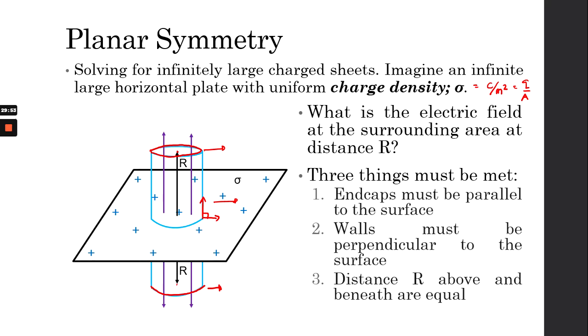So what you're left with is, if I look at this sheet as flat, so this is my sheet right here, and my cylinder looks something like this, where the distance r above and the distance r below are equal, and the walls are perpendicular to the surface, and these end caps are parallel to the surface. So that's the symmetry you have to create, and from here I hope you can see that this is symmetrical, and this is necessary if you want to find the electric field at the distance r for an infinitely large sheet.